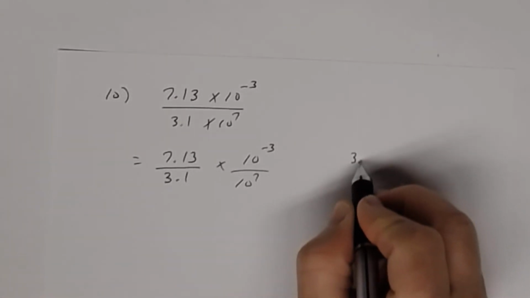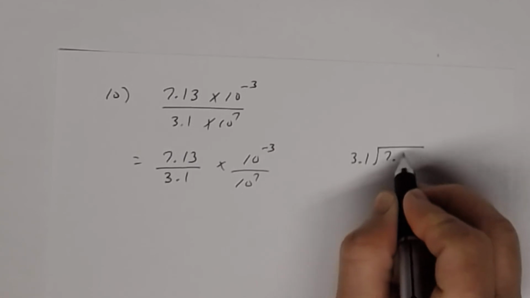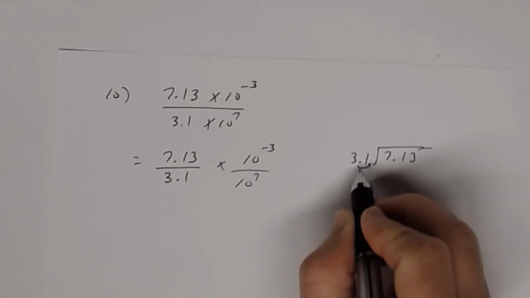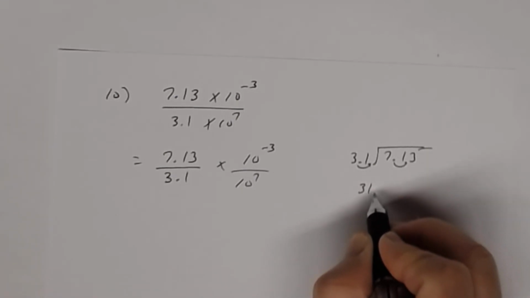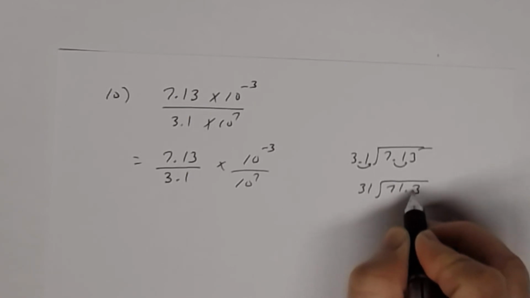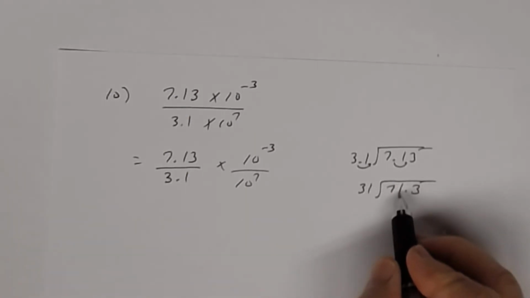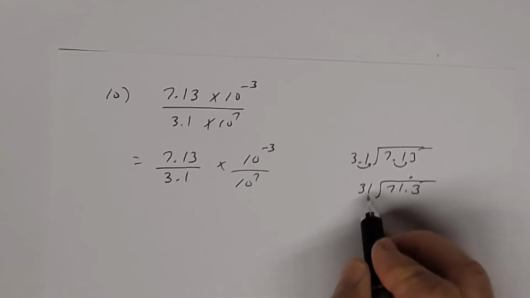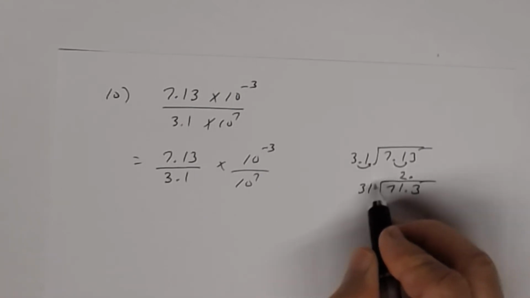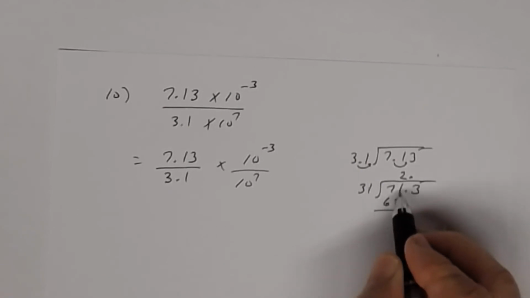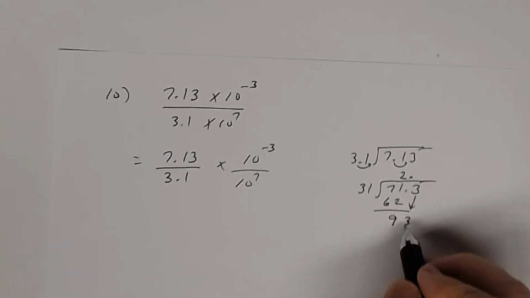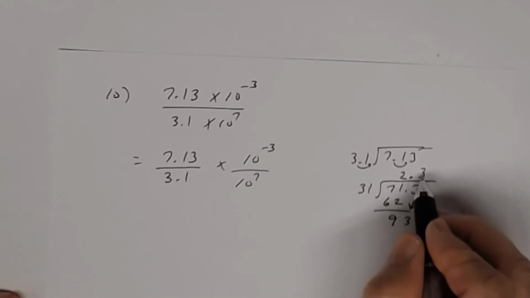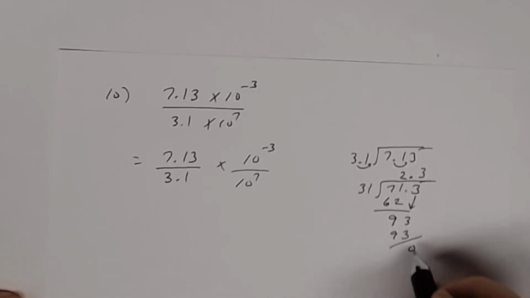So I have 3.1 divided into 7.13. Move the decimal point. Remember, you have to make the divisor a whole number. So I'm going to move it one place, and move it one place here. So that's 31 divided into 71.3. And so 31 will go into 71. Oh, and let's bring up the decimal point. 31 will go into 71 two times. 2 times 31 is 62. 71 minus 62 is going to be 9. Bring down the 3. And 31 goes into 93 exactly 3 times. 3 times 31 is 93. You get a remainder 0.